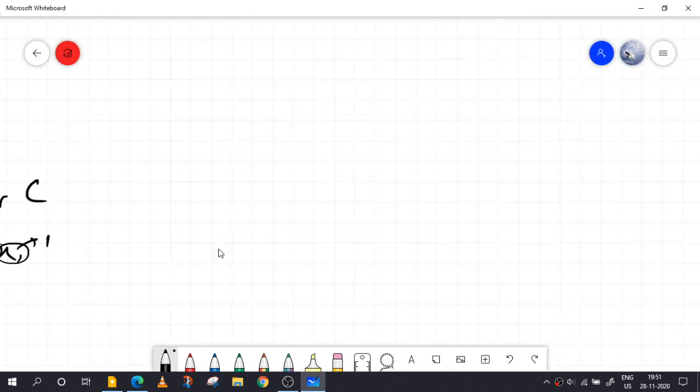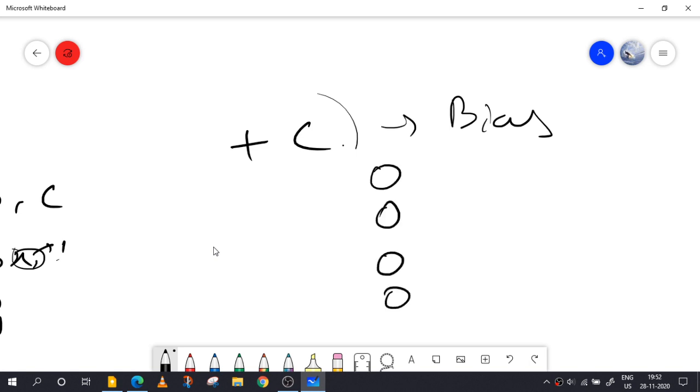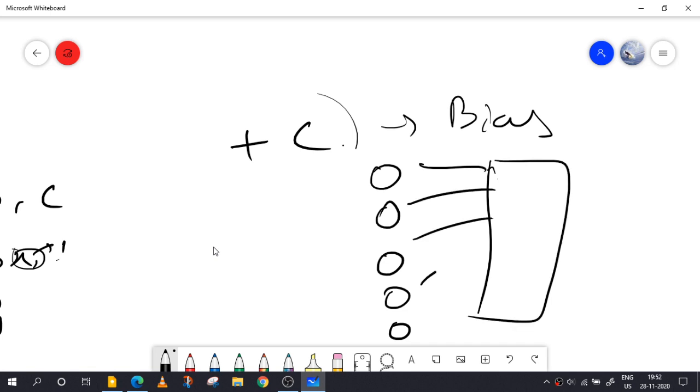Bias is basically like a neuron, where you're letting a constant be added in the end, plus c, where c could be any constant. So this is bias. That's what he's calling bias. So in a neural network, whatever this thing is, you are sending it right through.